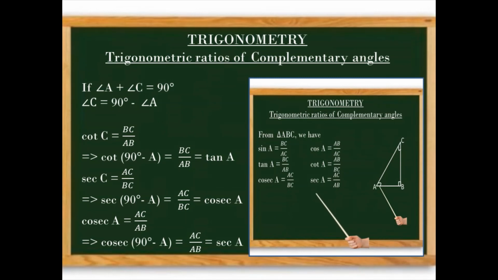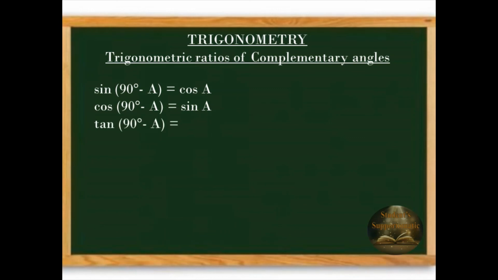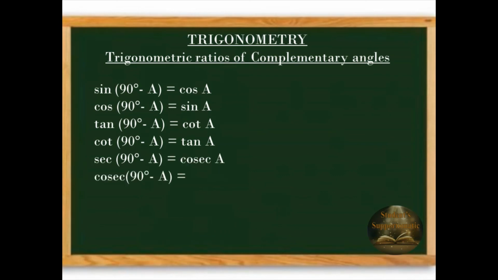Okay. So these are the trigonometric ratios. Let us see the complete list of these complementary angles. Sin(90° − A) is equal to cos A. Cos(90° − A) is equal to sin A. Tan(90° − A) is equal to cot A, and cot(90° − A) is equal to tan A. Secant(90° − A) is equal to cosecant A, and cosecant(90° − A) is equal to secant A. Just remember this.